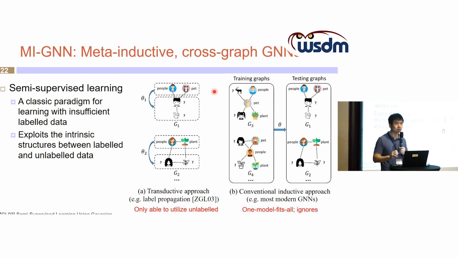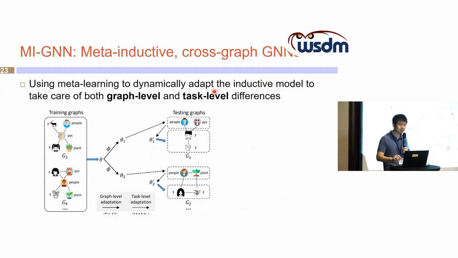So this ignores the differences between the graphs or the differences on the graph. So instead, we can also use meta-learning to solve this. We call it meta-inductive cross-graph GNNs. Given a set of training graphs, given a prior, and this prior can be adapted in 2 levels. First, in the first level, it can be adapted to different testing graphs, because each graph is different.